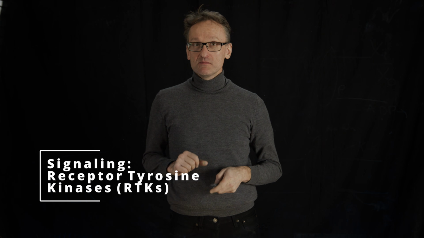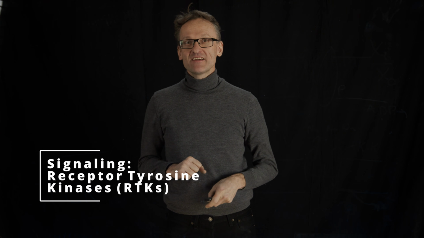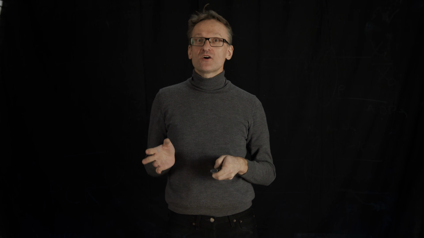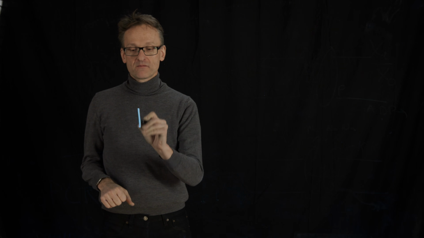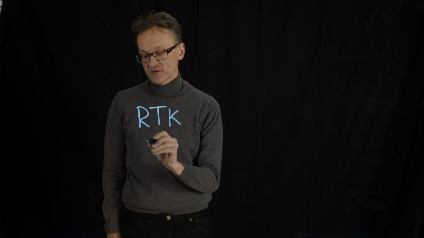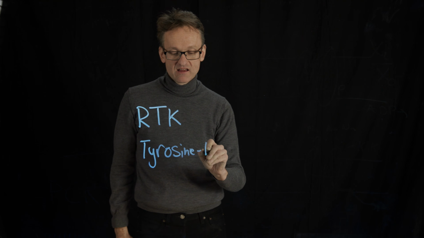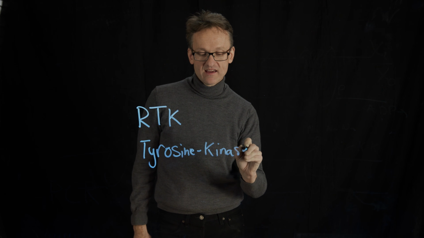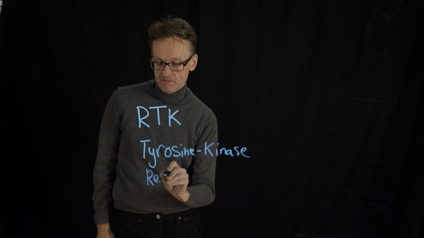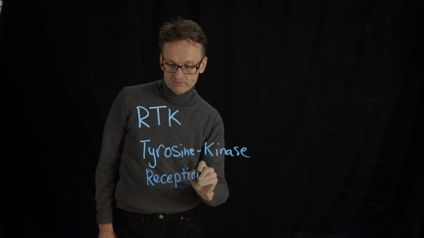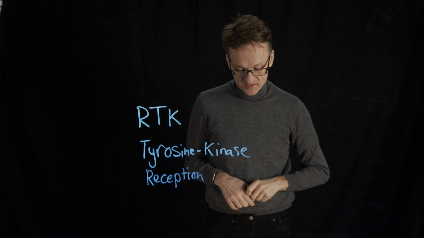I'm going to stay on the theme of signaling because this is fun and interesting in many ways. Another class of receptors is so-called RTKs. This is a receptor for a tyrosine kinase protein. Don't ask me about the order, but it's probably easier to think of the tyrosine kinase receptor. Receptor for tyrosine kinase proteins.